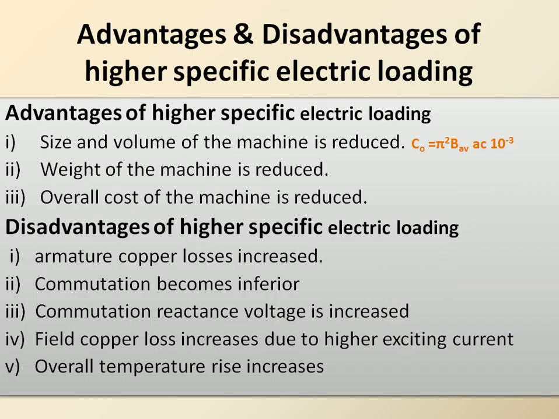Next, we are going to see the advantages and disadvantages of higher specific electric loading. The advantages remain the same as that of the case of advantages of higher specific magnetic loading. Disadvantages: if you are choosing a large value of AC, definitely the copper losses will be large. Commutation becomes poor. Commutation reactance voltage will get increased. Field copper loss also increases. And overall temperature rise will be high.